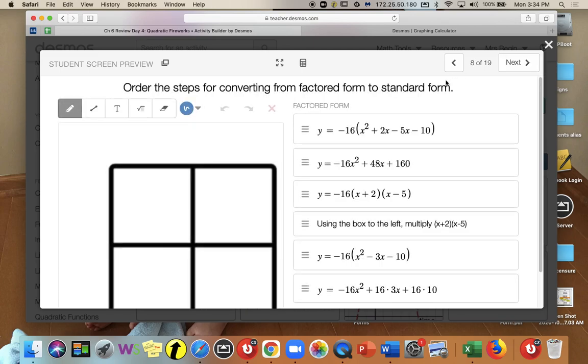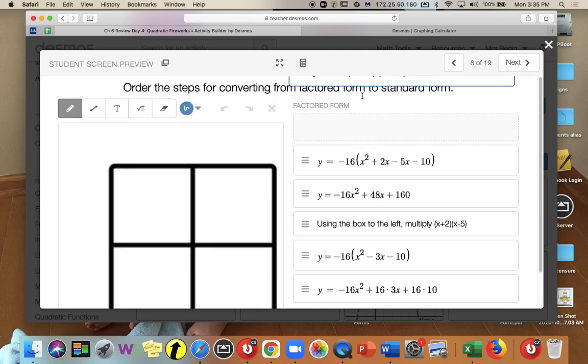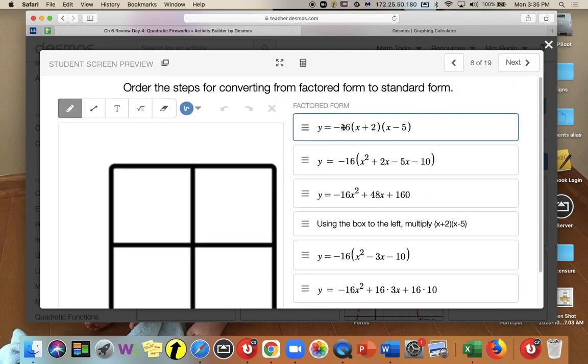Okay. So now it says, order the steps for converting from factored form to standard form. So we did this on review day 2, where we started with factored form. So this is factored form. So here, we'll put this in first place. And then the next step was to multiply any two together. It looks like this is the next step.